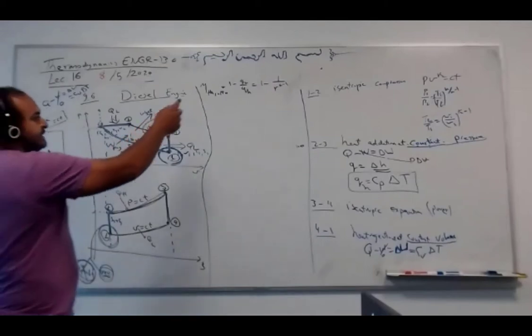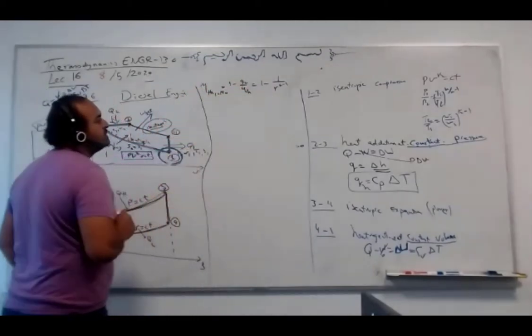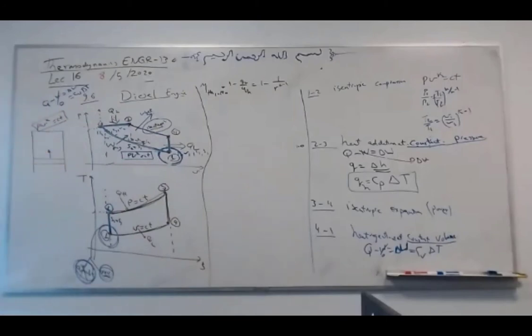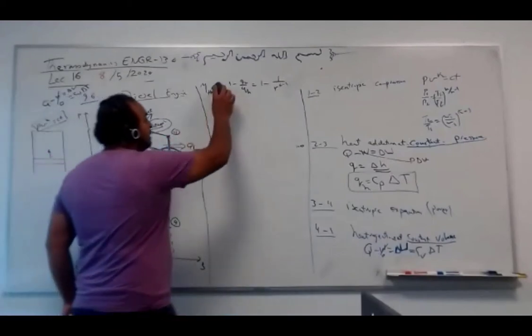So it was CV delta T, then we simplify. Do you want to repeat it, guys? Repeat this part? Yeah, could you please? Yeah, sure. I can re-derive it for you, no problem. I did it in lecture, but I can do it again.